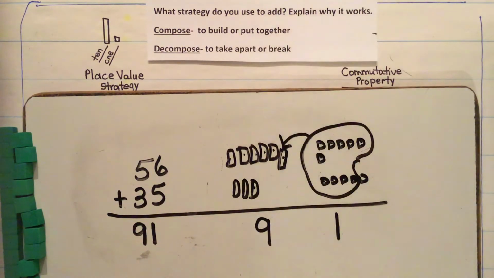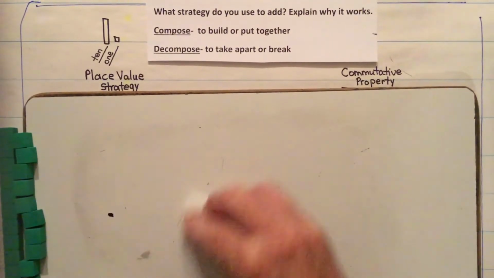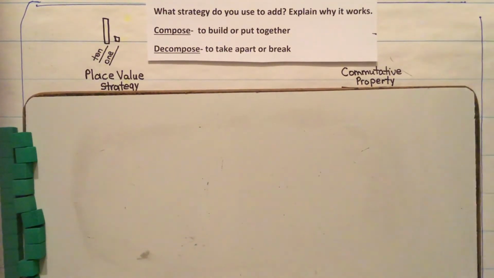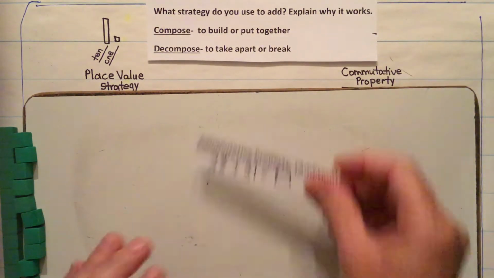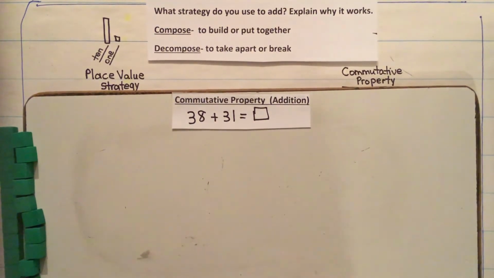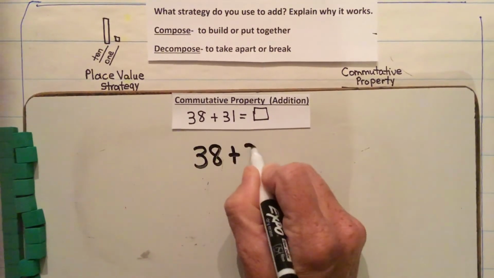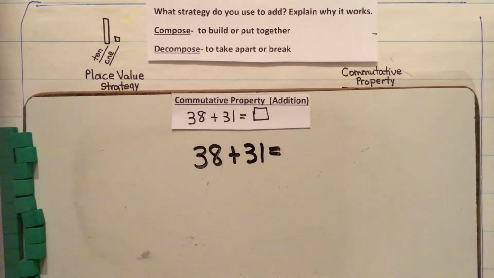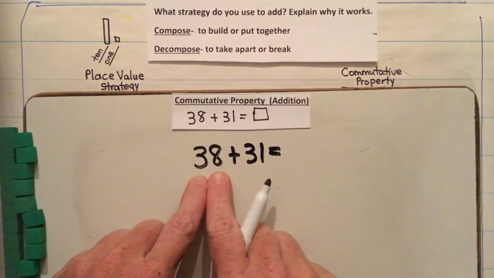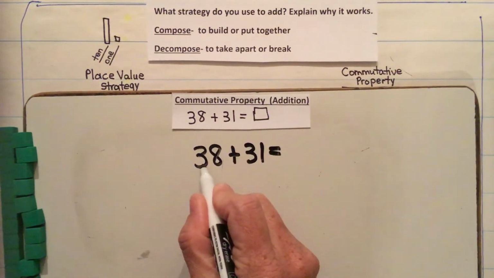Now, let's look at the next strategy, using commutative property. With commutative property, it doesn't matter what order the add-ins are in. You're going to come up with the same sum every single time. So let's look at this equation. 38 plus 31. I like to rewrite my equations like this. You're going to look at your first add-in, and you're going to break it into tens and ones.